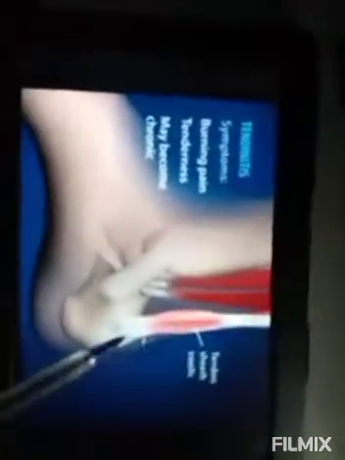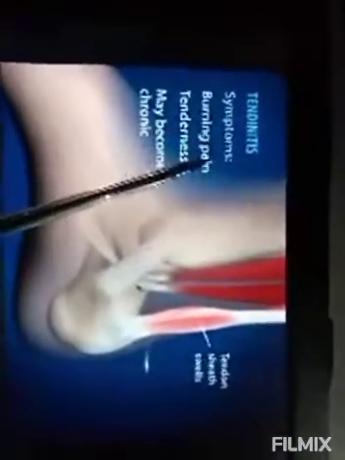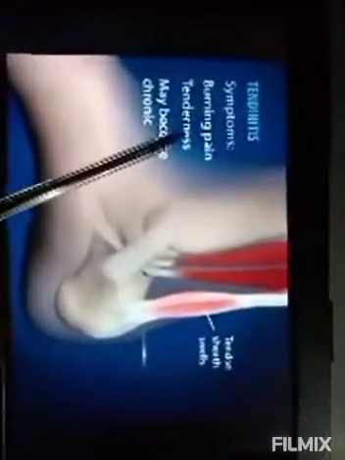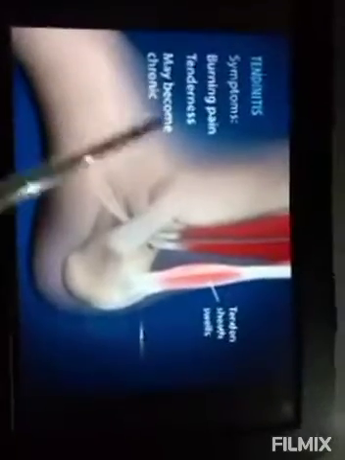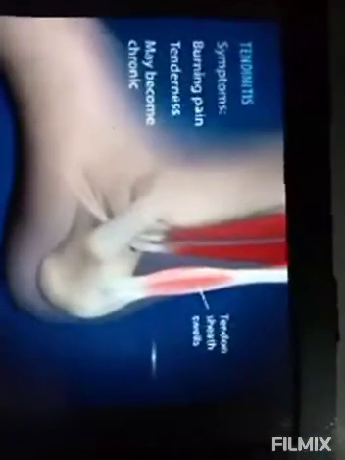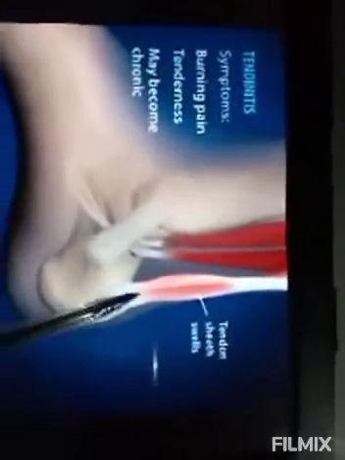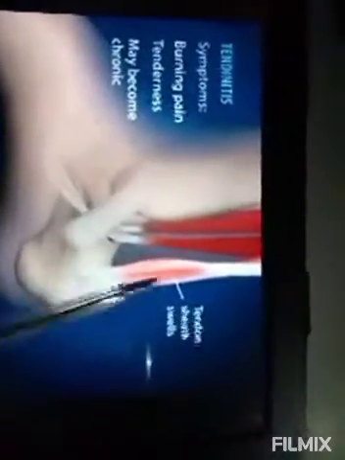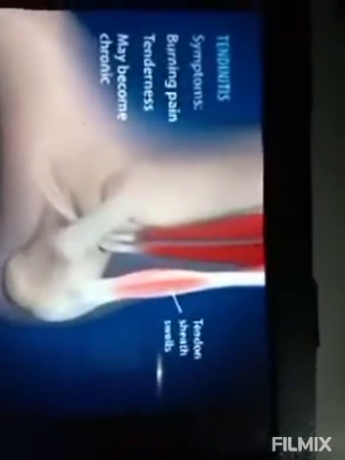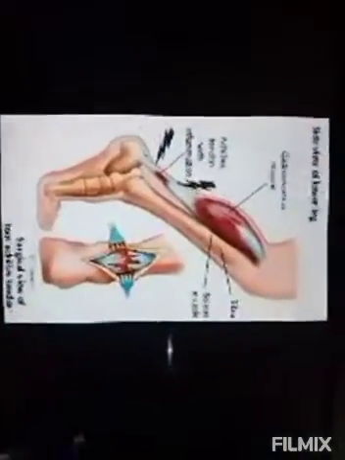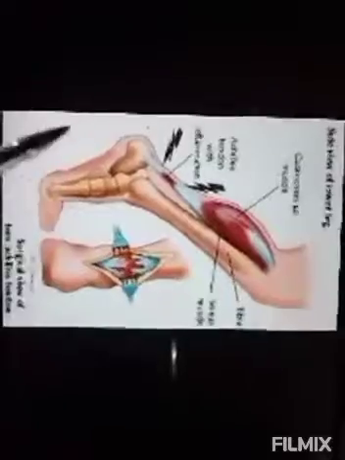Okay, so we can see written the signs and symptoms. You can have pain, a burning sensation, tenderness, and then it can also become chronic. We can see it there, and we could have the tendon sheaths here. You can see the swelling around the Achilles tendon. It's very important to note that and treat it accordingly as health professionals. You can see the swelling around the heel region, so when we notice this, it's very important that we report to the medical doctor or the physiotherapist as early as possible.